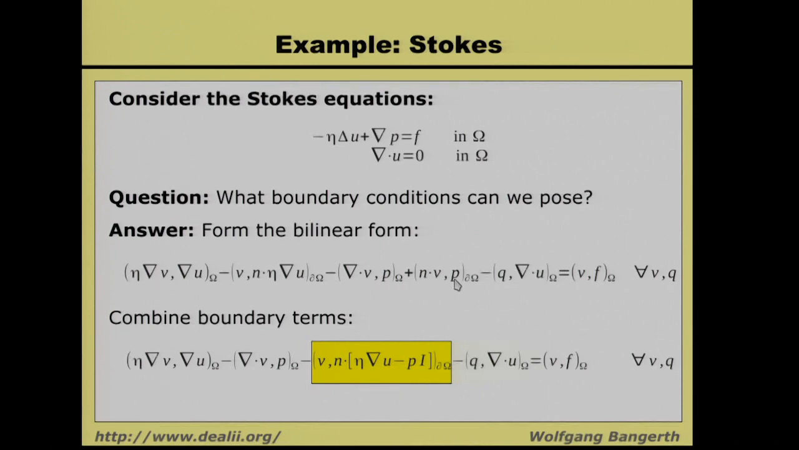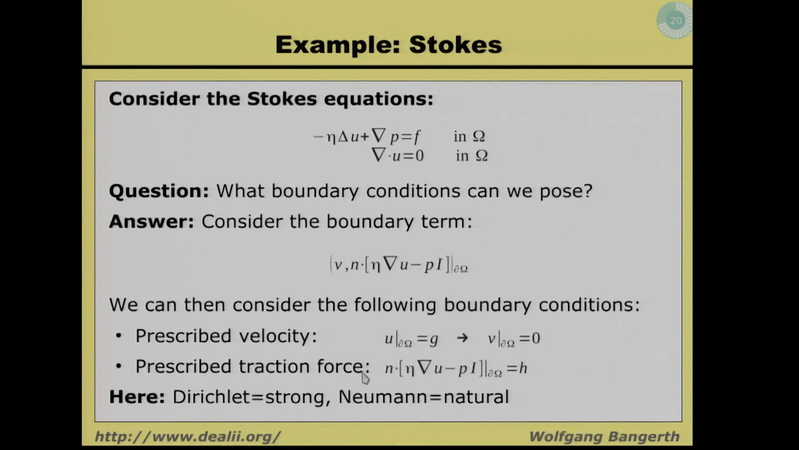Okay. If I take this boundary term and this boundary term together, I get the thing that I have here in yellow. Let me look at this in some more detail. If I look at that particular term, I realize that I can do the following things. For example, I could impose boundary conditions of the form u equals g on the boundary, which would imply by tangentiality that the test function v on the boundary must be equal to 0. So in that case, that term would disappear because v is 0 on the boundary, and I get only the domain terms in my bilinear form.